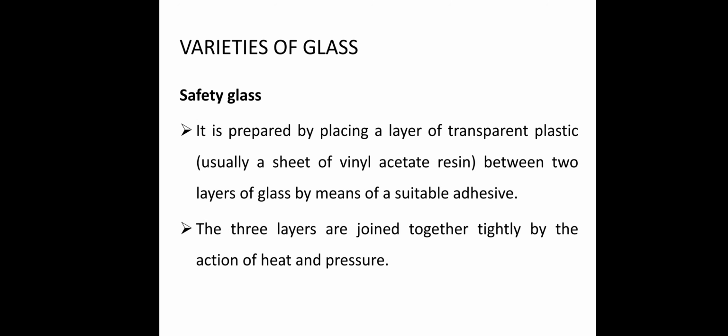Next variety is safety glass. It is prepared by placing a layer of transparent plastic, usually a sheet of vinyl acetate resin, between two layers of glass by means of a suitable adhesive. The three layers are joined together tightly by the action of heat and pressure.